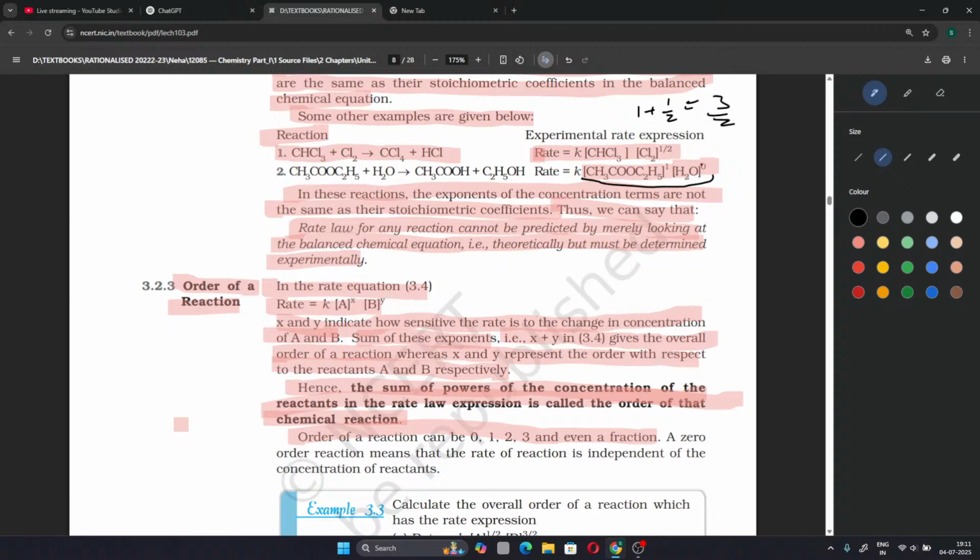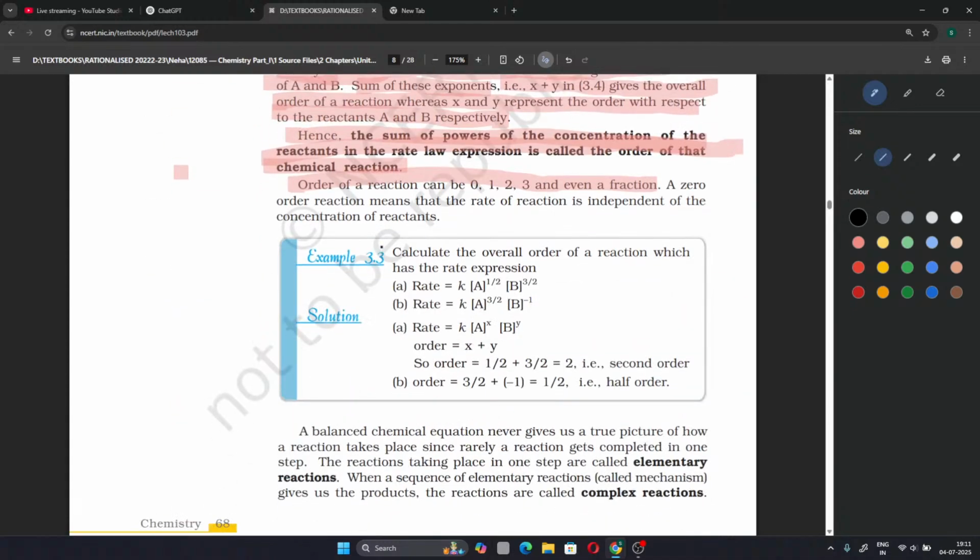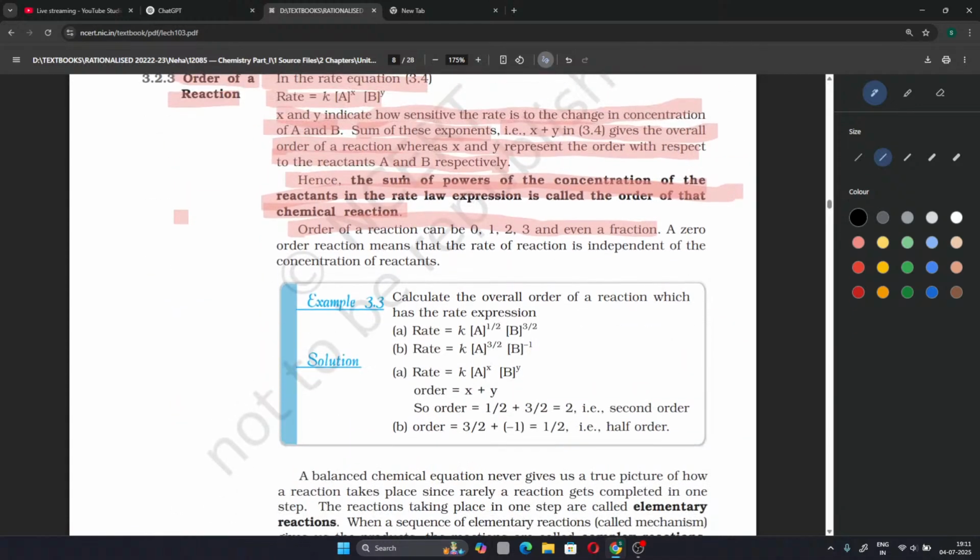And here the order of the reaction is 1 plus 0, which is 1. We can call this the second reaction, methoxyethanoate reacting with water. We can call it a first order reaction. And based on the orders, we can call reactions 0th, first, second and third order reactions, or even more.